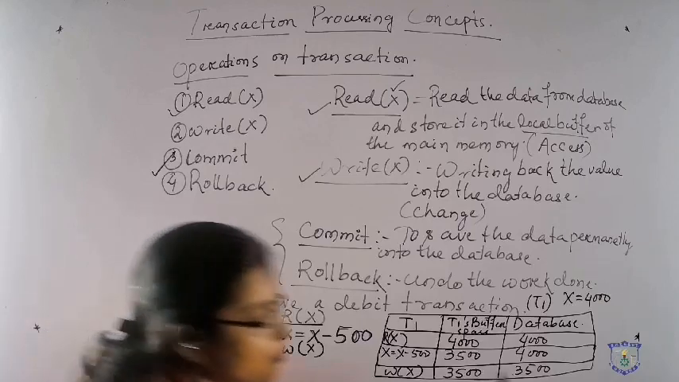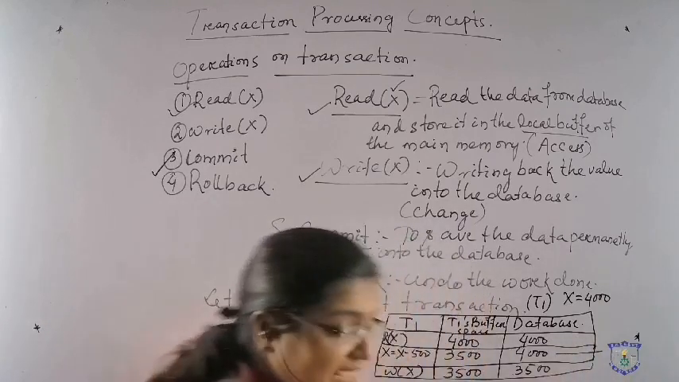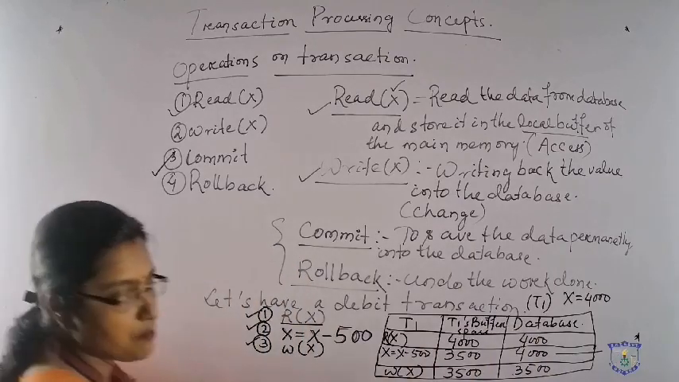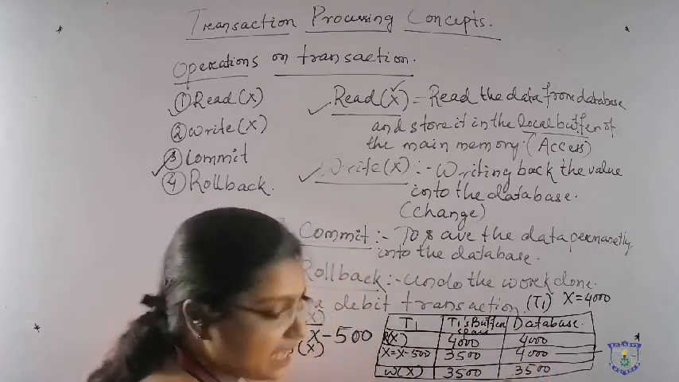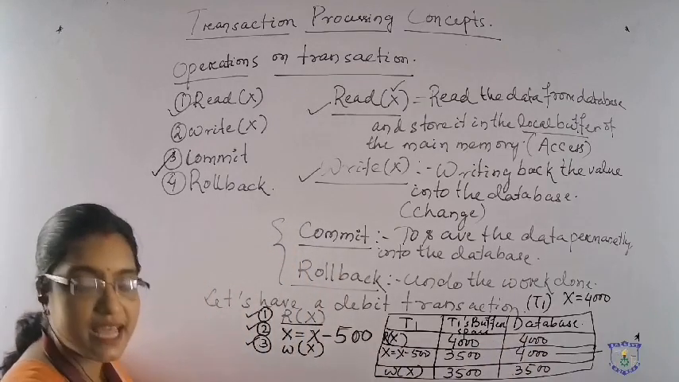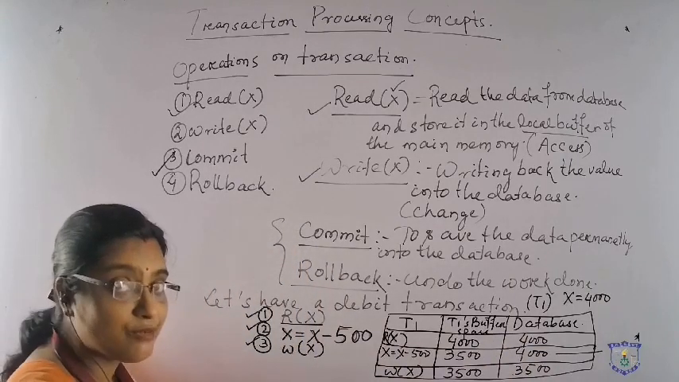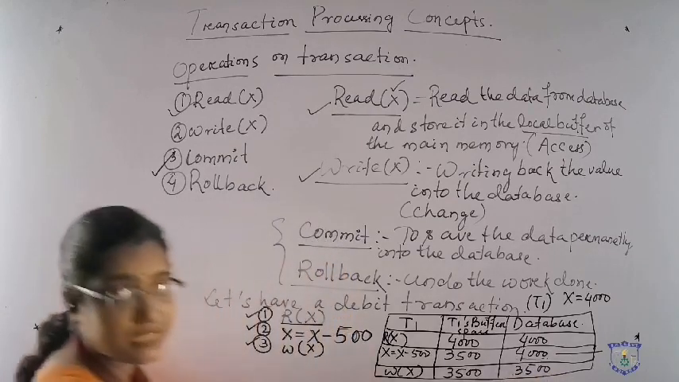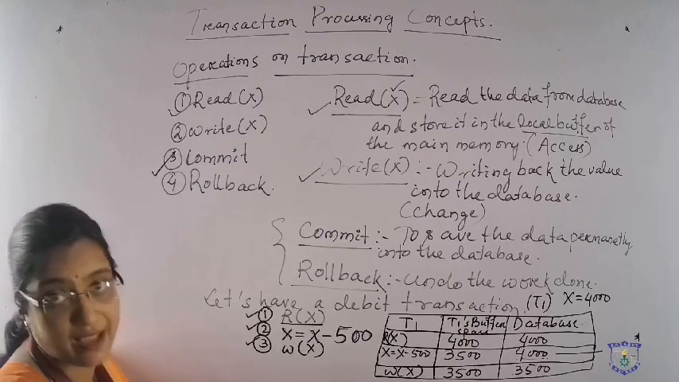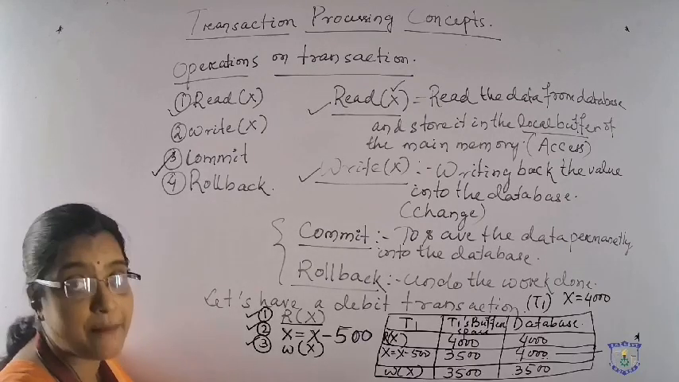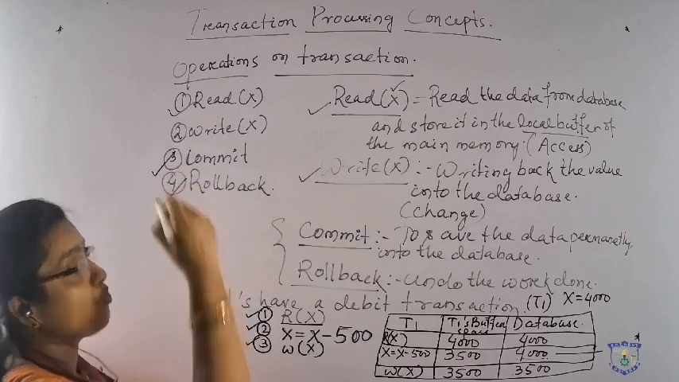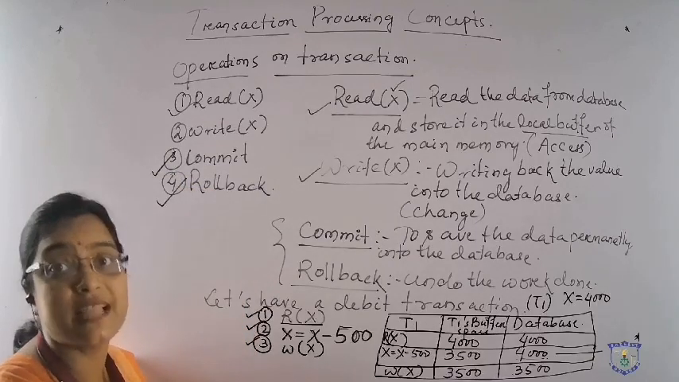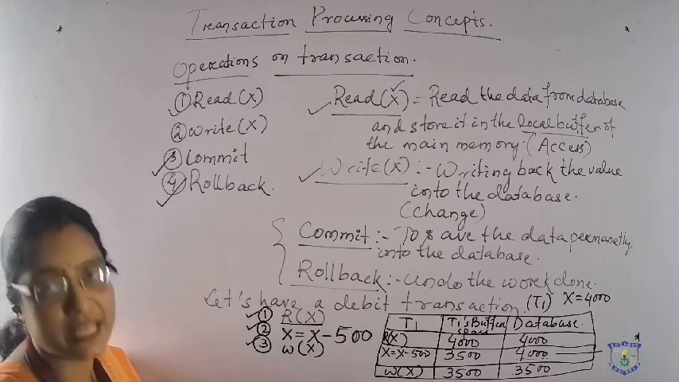Suppose we are in step 2. In this case, suppose any failure happened. What value will we see in the database? We will see the database value 4000, which is generally not acceptable to the bank. So in that case, what happens? We have to go with the rollback operation. Rollback means we have to move back into the original position and start with a fresh transaction.